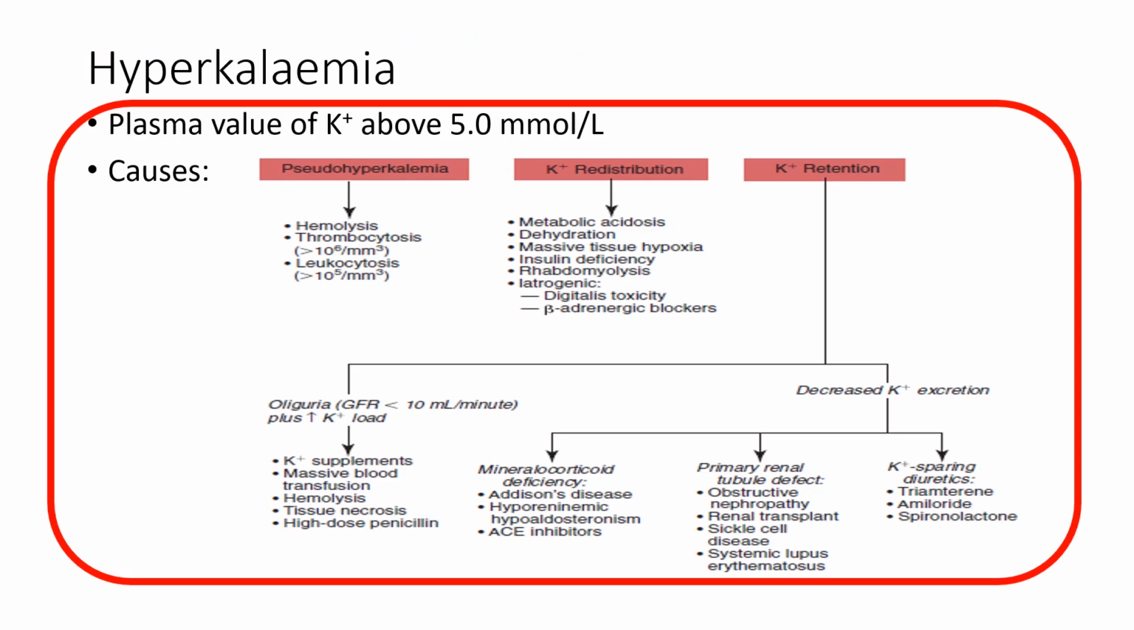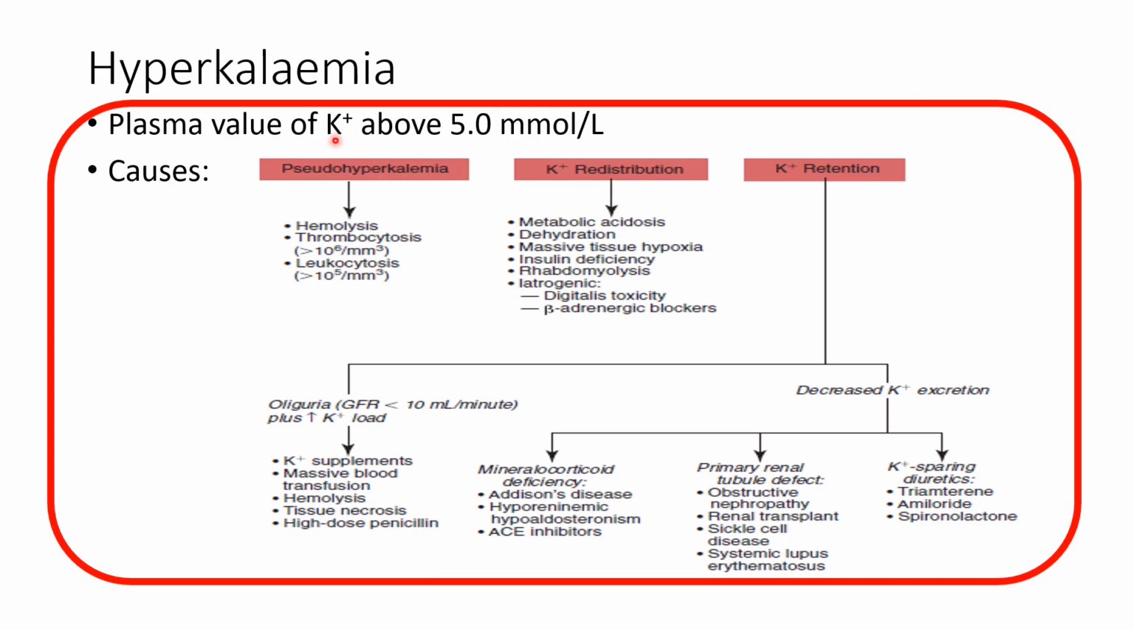On the other hand, hyperkalemia results when plasma value of potassium gets above 5.0 millimoles per liter. And the causes of hyperkalemia are listed in the diagram below. It could be due to pseudohyperkalemia, which is a false elevated level of potassium. It could be due to potassium redistribution, in which there is actually no increase in potassium but a form of redistribution from the intracellular to the extracellular space. And it could be due to potassium retention in the body.